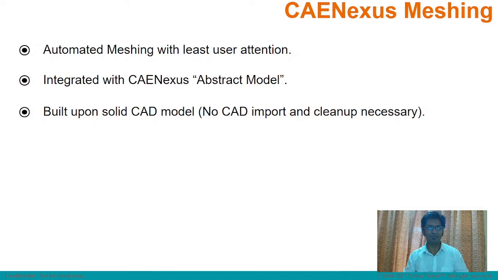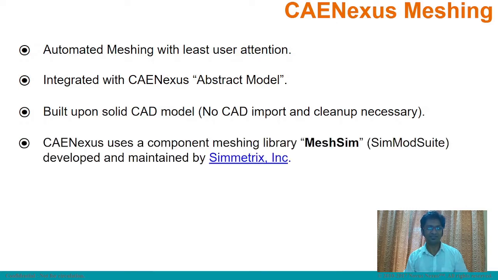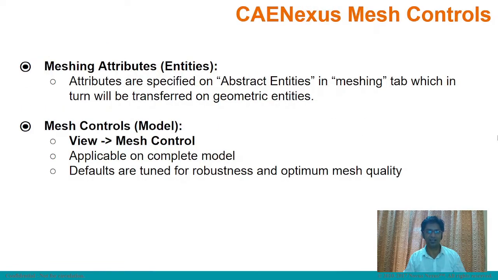Also, it is built upon your solid CAD model, so no CAD import or cleanup is necessary till the time your non-manifold model is valid or you are not facing any meshing related errors. And CAENexus uses a component meshing library, which is developed and maintained by Symmetrics. There are two ways by which you can control meshing in CAENexus.